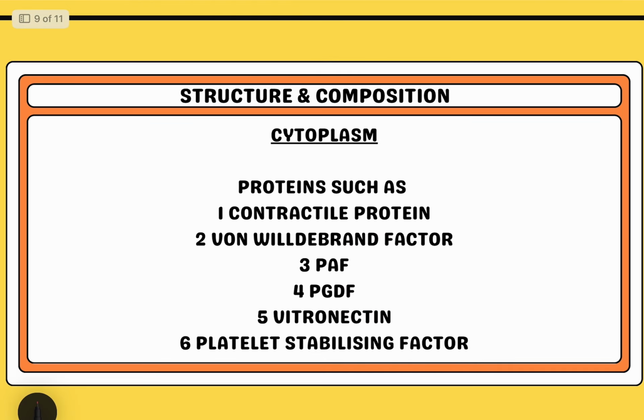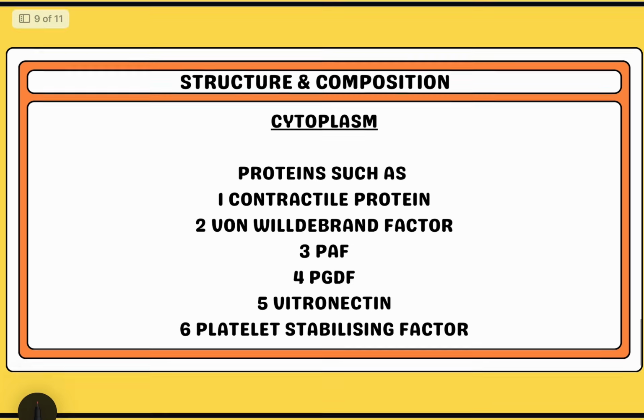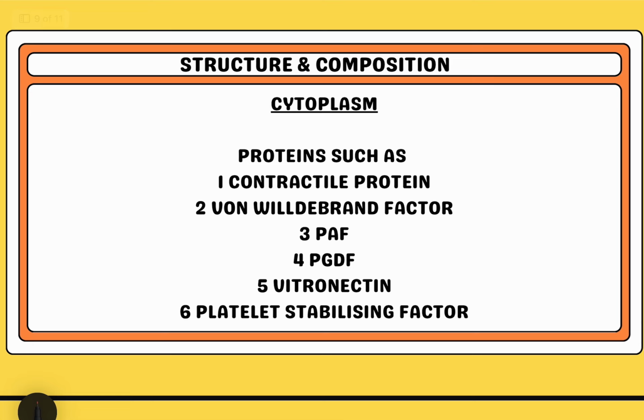Next, if we look into the composition of the cytoplasm, it contains various proteins such as the contractile proteins. Among the contractile proteins, there are again various subdivisions such as actin and myosin and others. Next, we have the von Willebrand factor. This von Willebrand factor is mainly responsible for the adhesion of the platelets to the injured site. Next, the PAF, that is the platelet activating factor. From the name itself, it suggests that it activates the platelet whenever required.